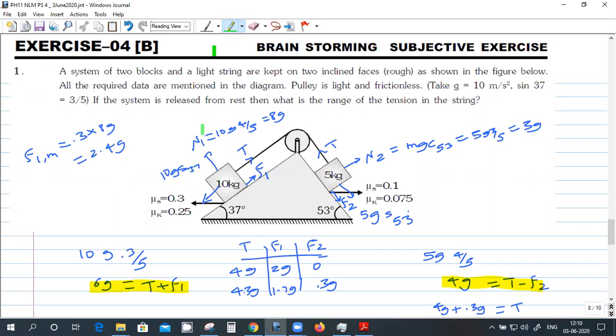Let me assume that this thing is trying to move down and this thing is trying to move up. Then the friction force on this one will be up, and here it will be down. Is that clear? Yes, sir. I'll make an assumption and then check whether it's correct or not. The forces here are tension and the friction force. So this is my equation.